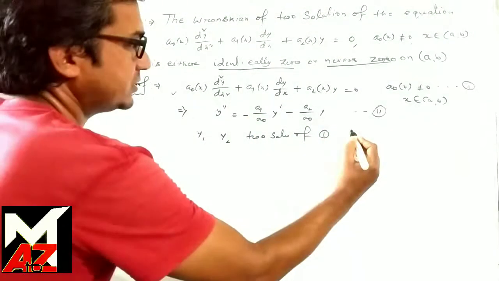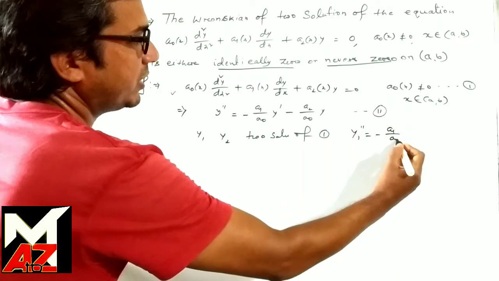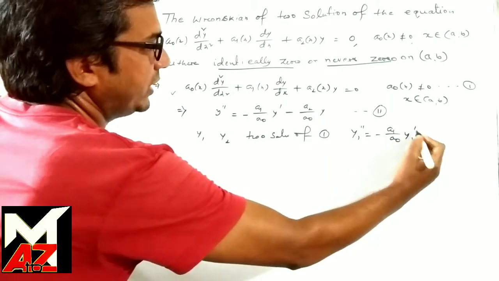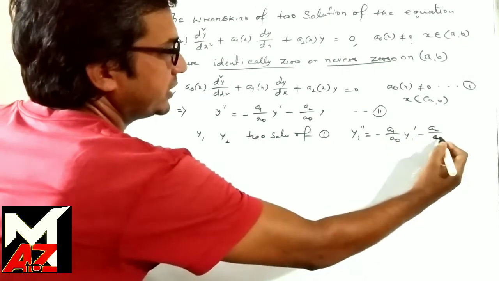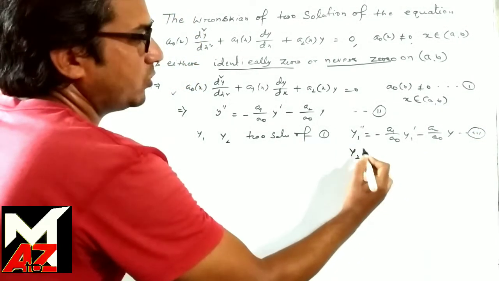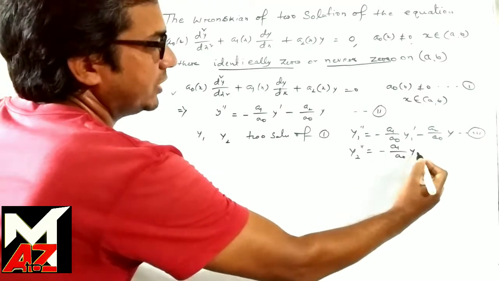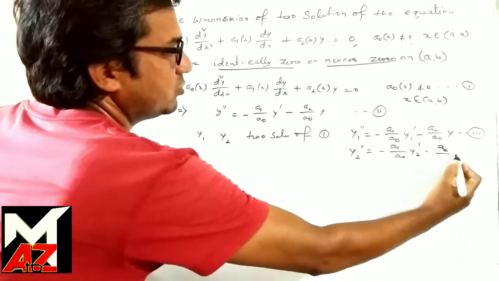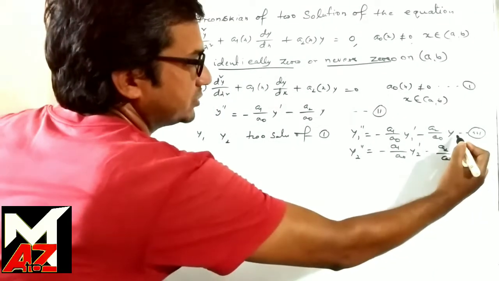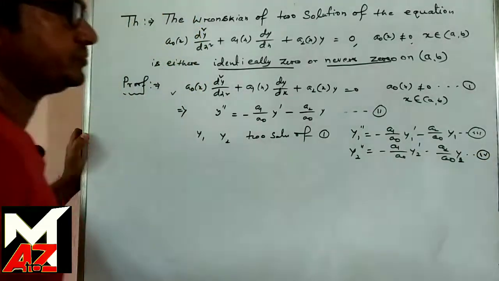That is, we get y1 double dash equal to minus a1 by a0 into y1 dash minus a2 by a0 into y1. This is 3, and similarly y2 double dash equal to minus a1 by a0 into y2 dash minus a2 by a0 into y2. Sorry, this is y1 and y2, and this is 4.